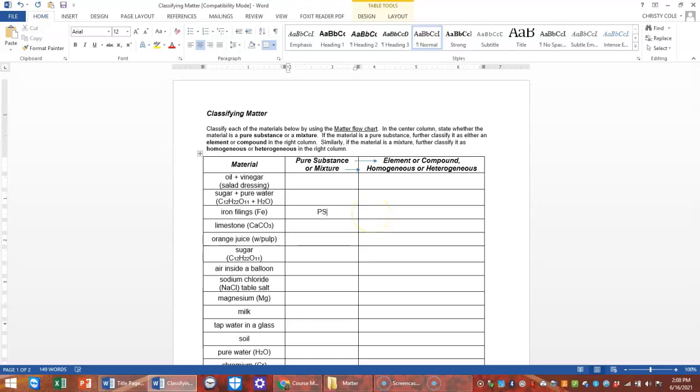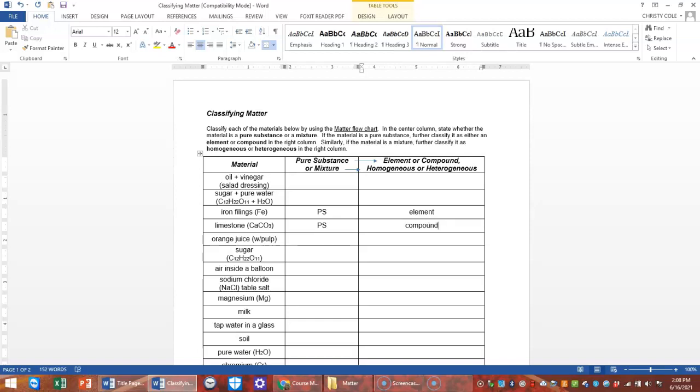I'm just going to put PS. So if it's a pure substance, is it an element or a compound? Well, an element is made up of only one kind of atom. So this is an element. But if it was made up of two or more kinds of atoms, like here, this is also a pure substance, but it's two or more elements together. So that's called a compound.